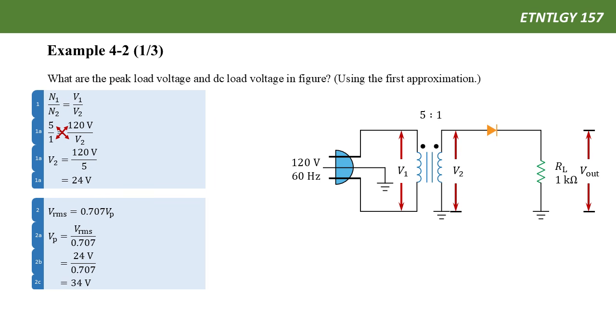We know the 120 volts coming from the original source is root mean square voltage. Therefore, this V2 is also root mean square voltage. In order to find the peak voltage, we use this formula. The root mean square voltage equals 0.707 times the peak voltage. Rearranging this equation, the peak voltage equals the root mean square voltage divided by 0.707. Plugging in the root mean square voltage, which is 24 volts, over 0.707, we get 34 volts. This is the peak voltage at the transformer's secondary side.